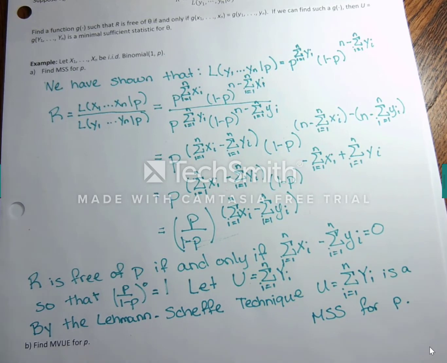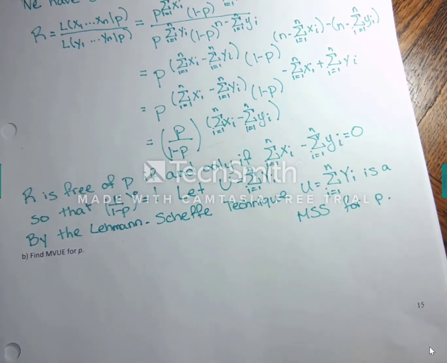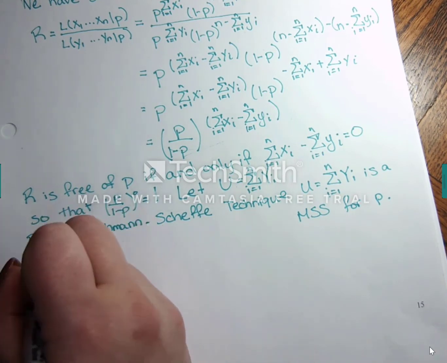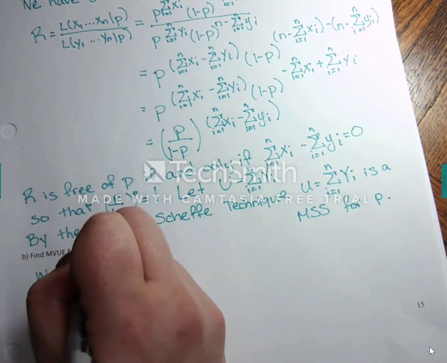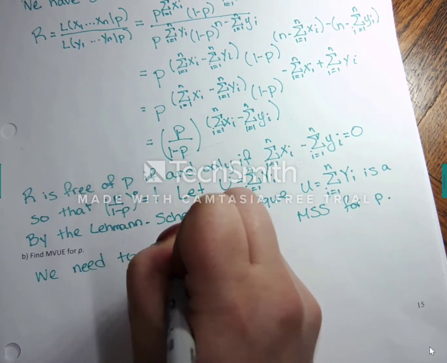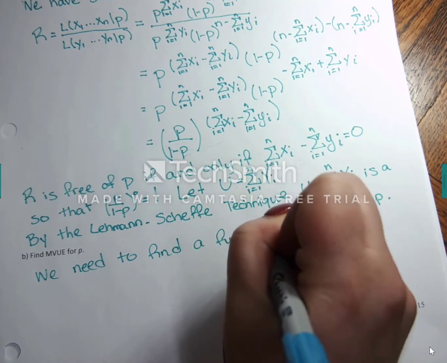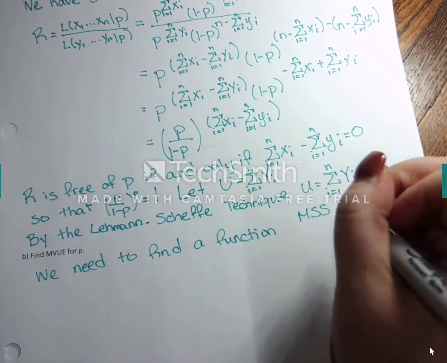Now, the reason that we're doing this is because this is going to help us find that minimal variance unbiased estimator for p. That's kind of our whole goal here. So let's do that in the next part. To find that MVUE for p, what we need to do is find a function of the MSS.